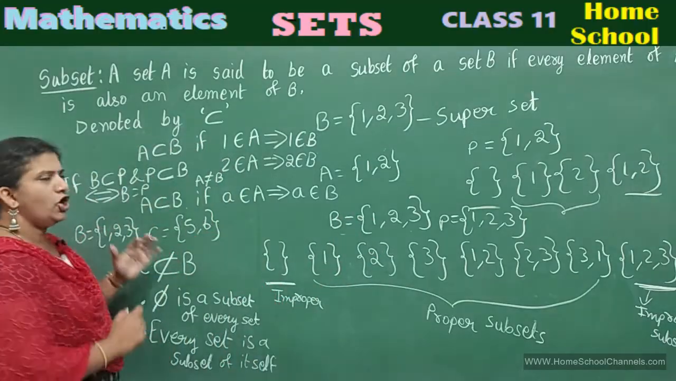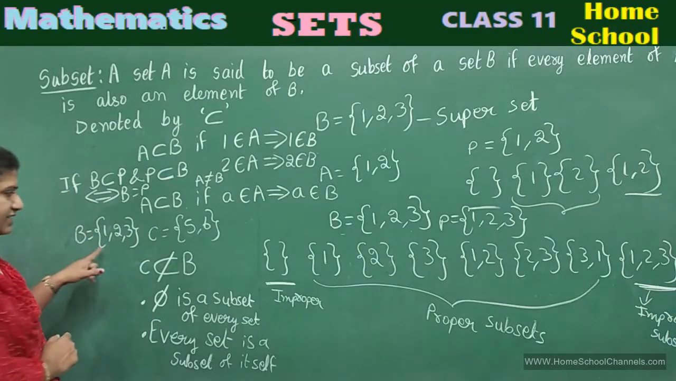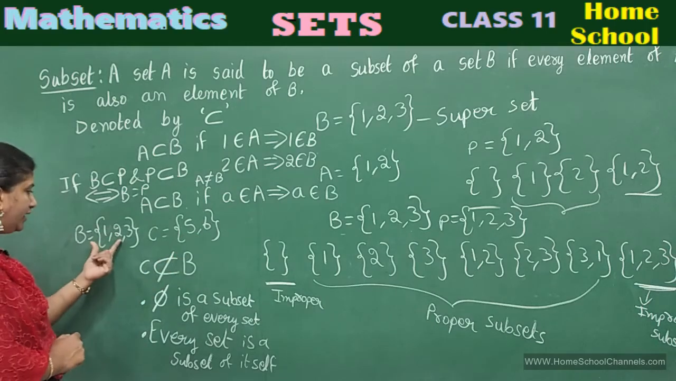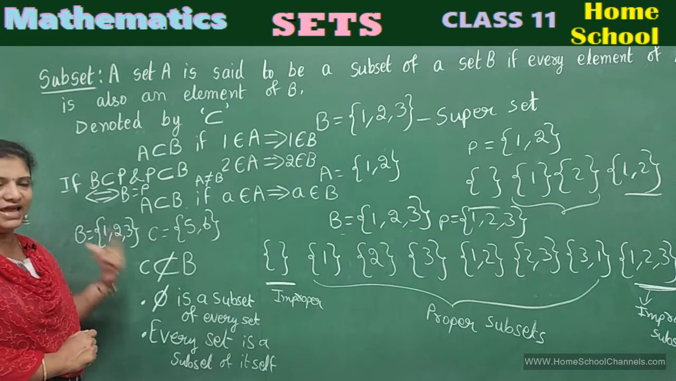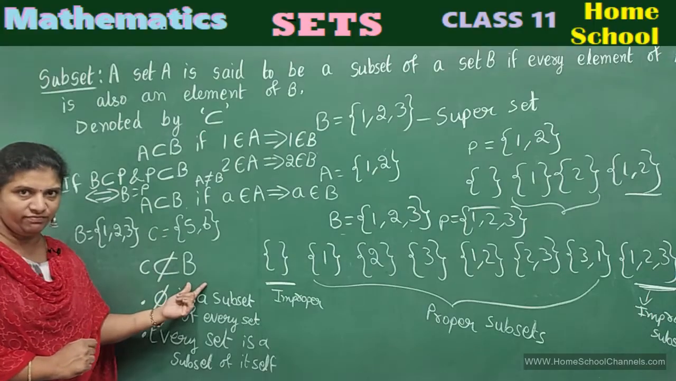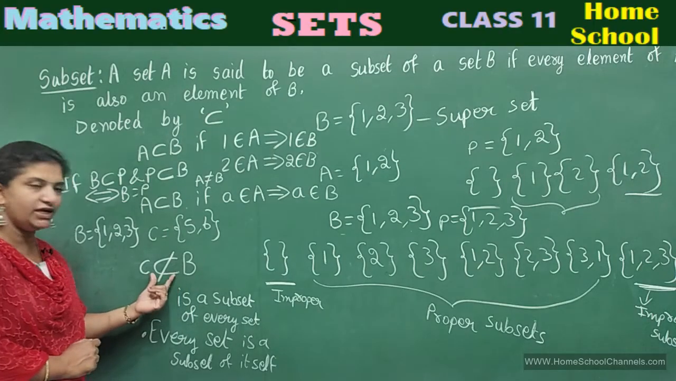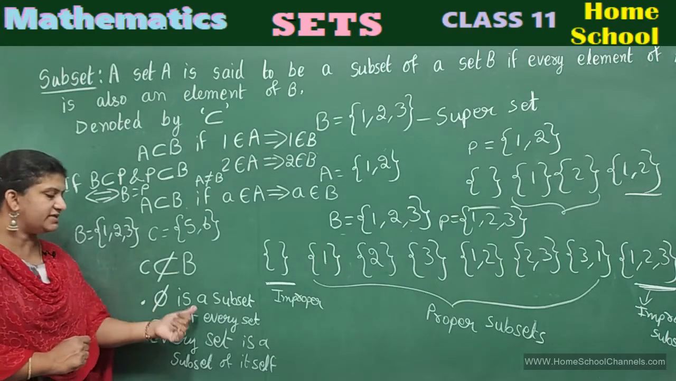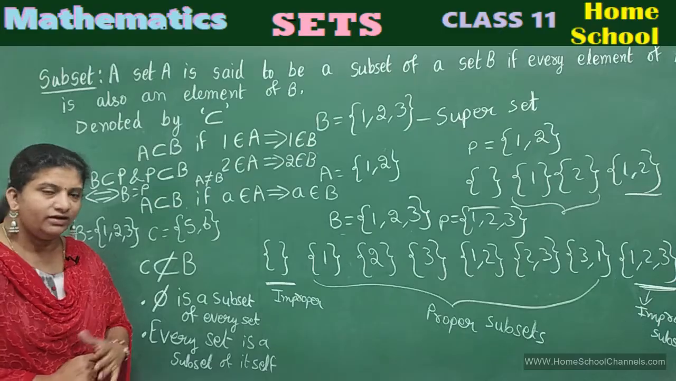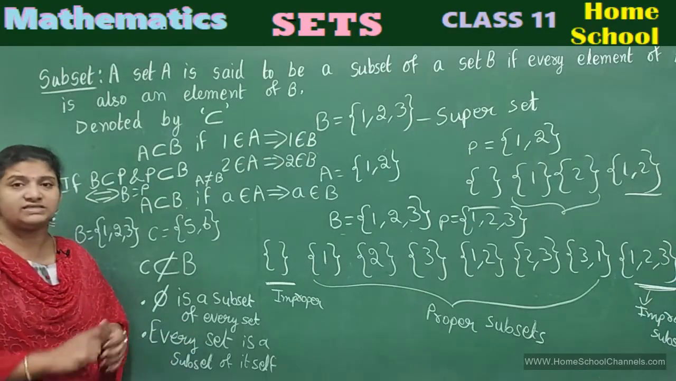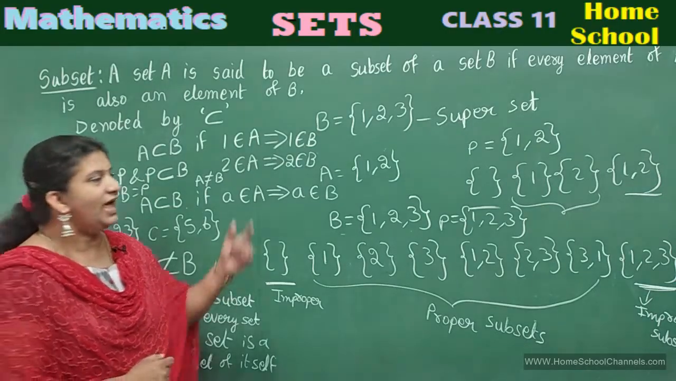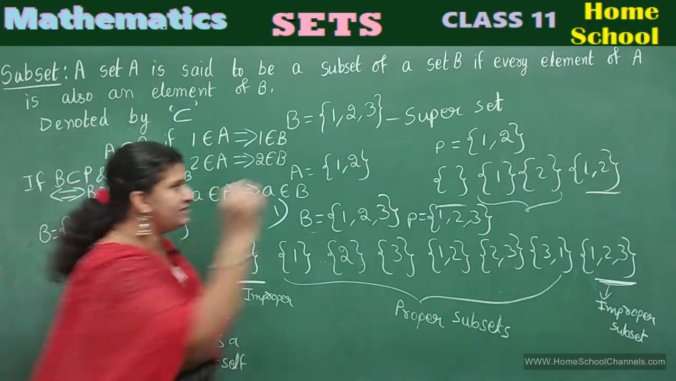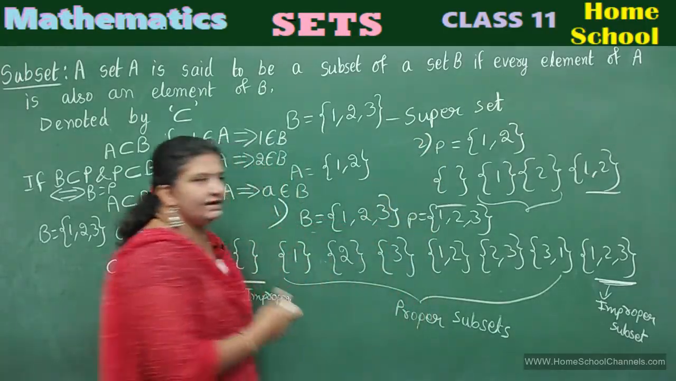Next, not a subset. I have taken an example here, B and C. See here, 5, 6 are the elements which are not contained in set B. Therefore, C is not a subset of B. Okay, not a subset, we need to write like this. And 2 more points you need to remember. The empty set is a subset of every set, and every set is a subset of itself. Next, how to write subsets. I have taken 2 examples and showed you. Let us see once again.